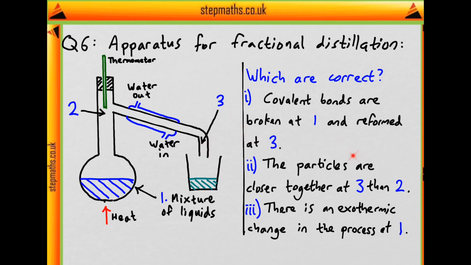2, the particles are closer together at 3 than they are at 2. And statement 3, there is an exothermic change in the process that happens at 1.